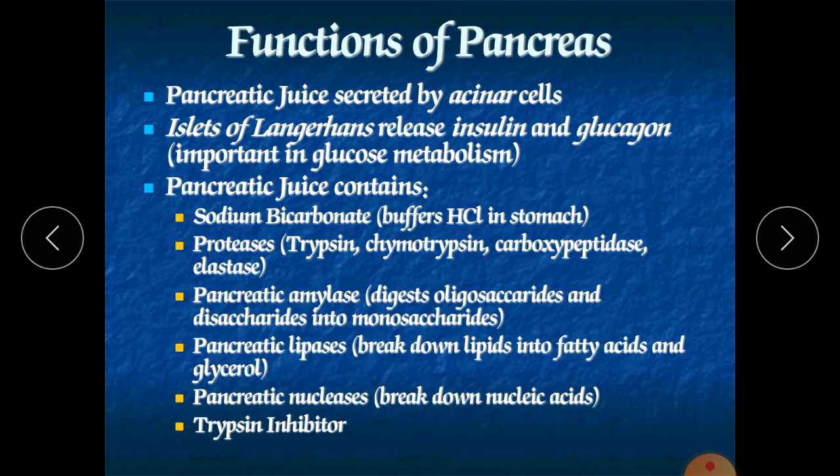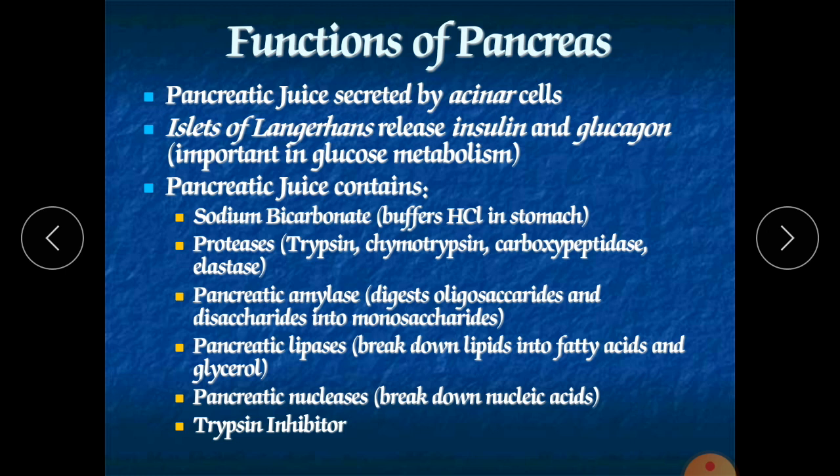And what does it contain? It contains a buffer. It contains some salts, it contains sodium bicarbonate, and it contains some pancreatic enzymes. And what is the role of this sodium bicarbonate? It is basic in nature. This sodium bicarbonate is responsible for the maintenance of pH. It works as a buffer. As we know, from the stomach the chyme has an acidic pH. It is highly acidic in nature.